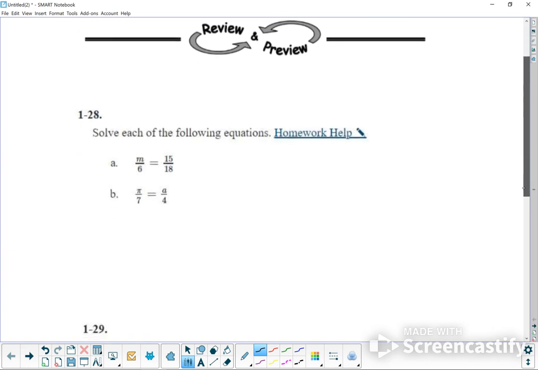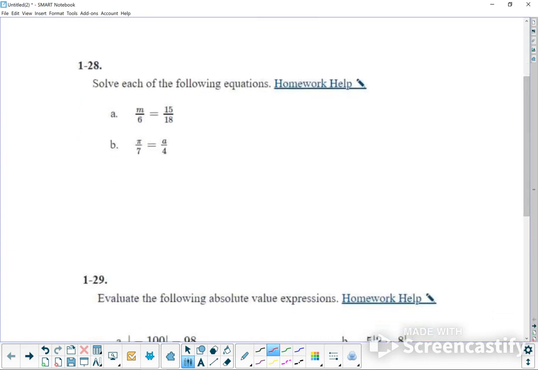You might remember this from middle school or maybe earlier on in your math career. In order to solve this, you can go ahead and do something called cross product, or cross multiply. So 18 times m is 18m equals, and do a cross product this way, 6 times 15. If you don't know, use a calculator.